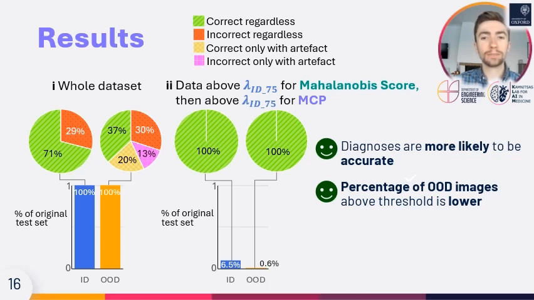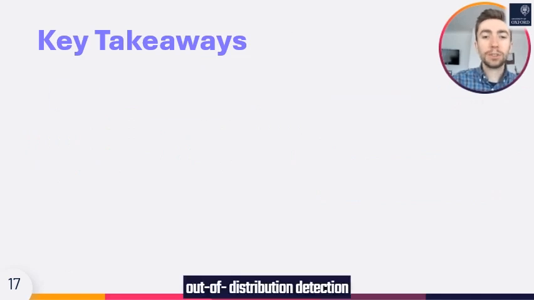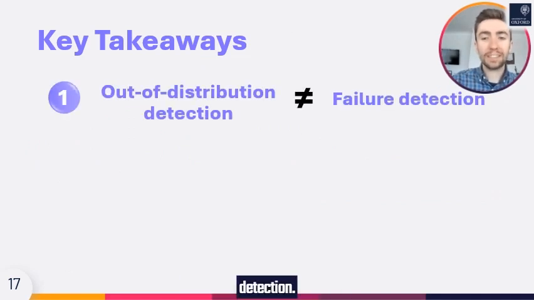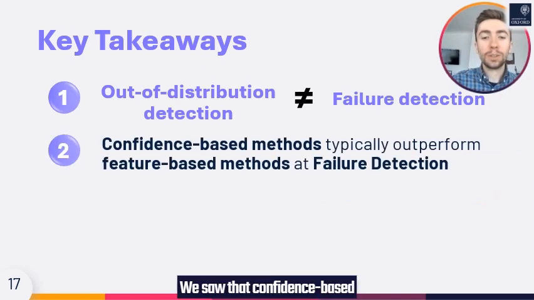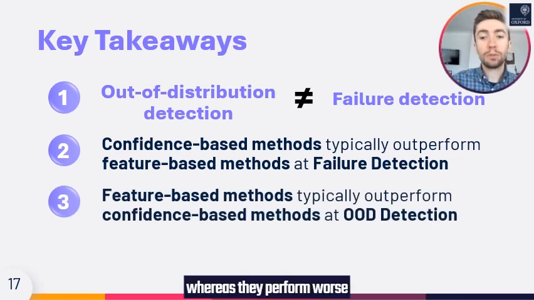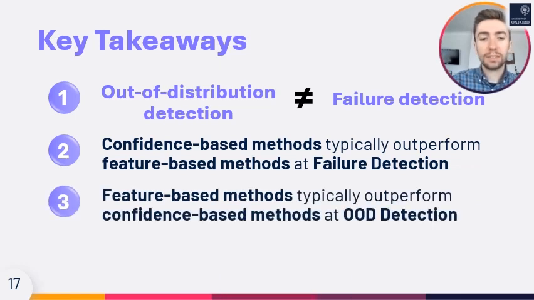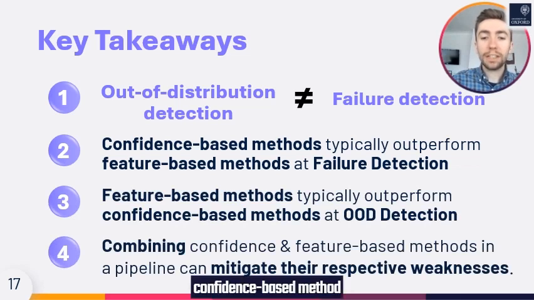So, to conclude, out-of-distribution detection is not the same as failure detection. We saw that confidence-based methods typically outperform feature-based methods at failure detection, whereas they perform worse at OOD detection. And finally, we suggested combining a confidence-based method and a feature-based method in a pipeline can mitigate against their respective weaknesses.